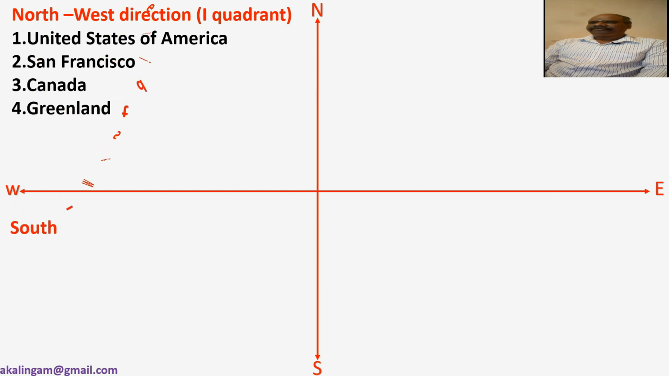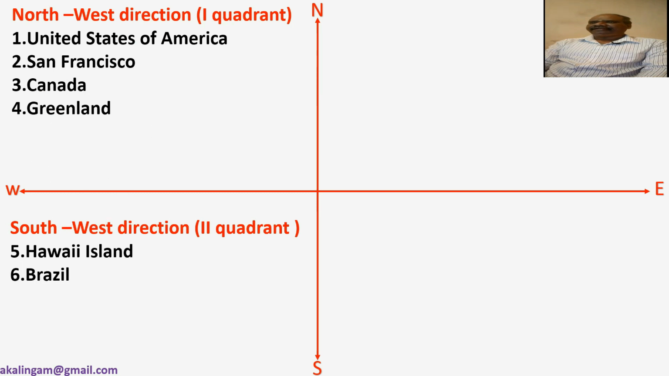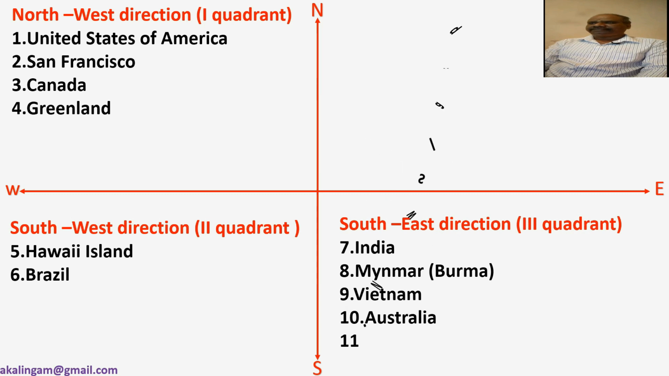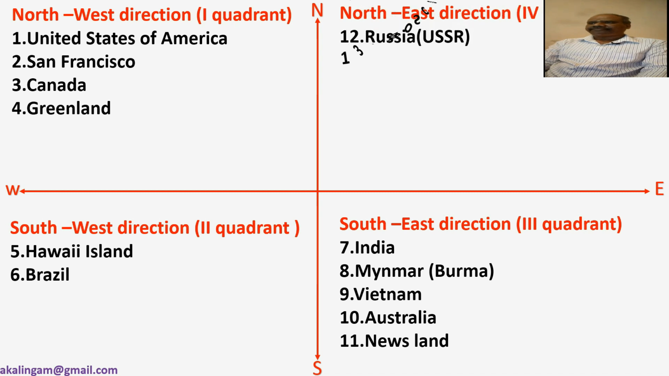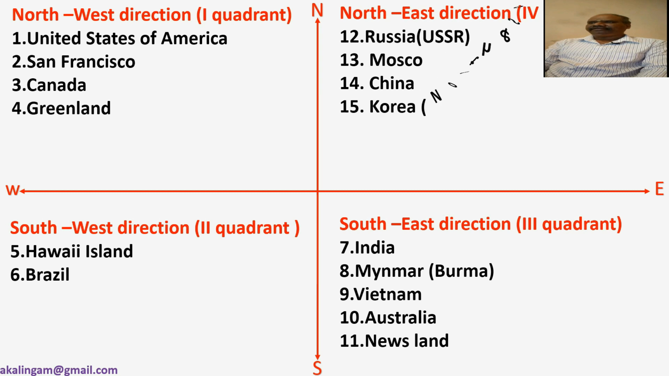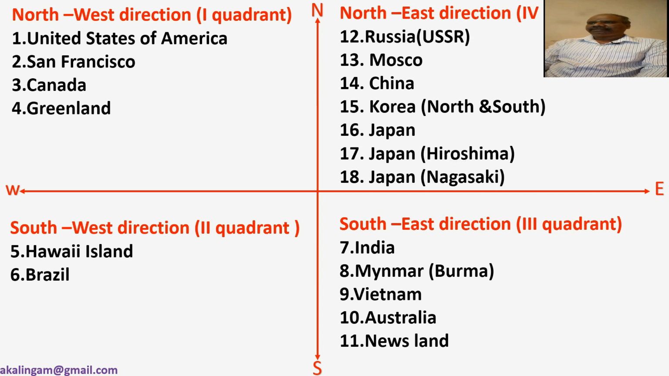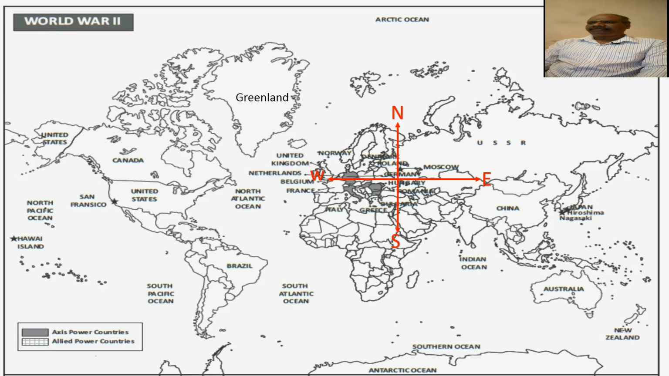United States of America, San Francisco, Canada, Greenland. Southwest direction: Hawaii Island, Brazil. Southeast direction: India, Myanmar, Vietnam, Australia, New Zealand. And finally, northeast direction: Russia, Moscow, China, Korea, Japan, Hiroshima, Nagasaki.